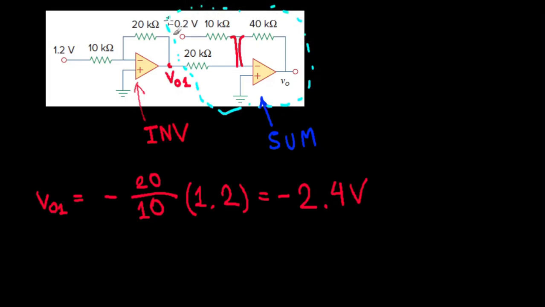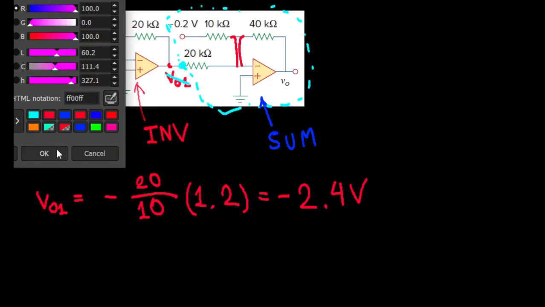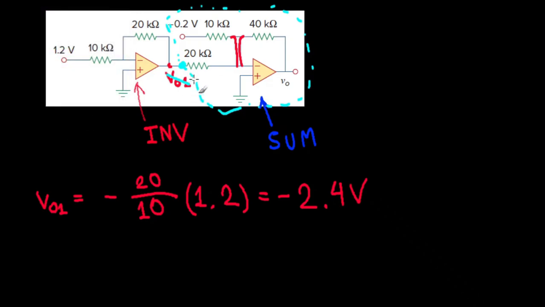So your problem has reduced to something like this. You have some voltage here. We found that this is 2.4. So at this node, your output, you have negative 2.4 volts with this 20 kilo ohms, and negative 0.2 with this 10 kilo ohms. We already said that this is a summing amplifier. So all we have to do is find the output using the summing amplifier formula, as simple as that.